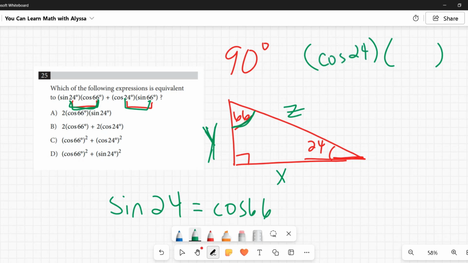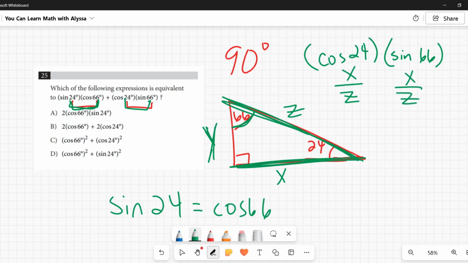Cosine of 24 times sine of 66. That's the second part of this. Cosine of 24, this is the adjacent, this is the hypotenuse, so it would be X over Z. Sine of 66 is the opposite over the hypotenuse, so again, X over Z. Sure enough, cosine of 24 and sine of 66 are the same thing.